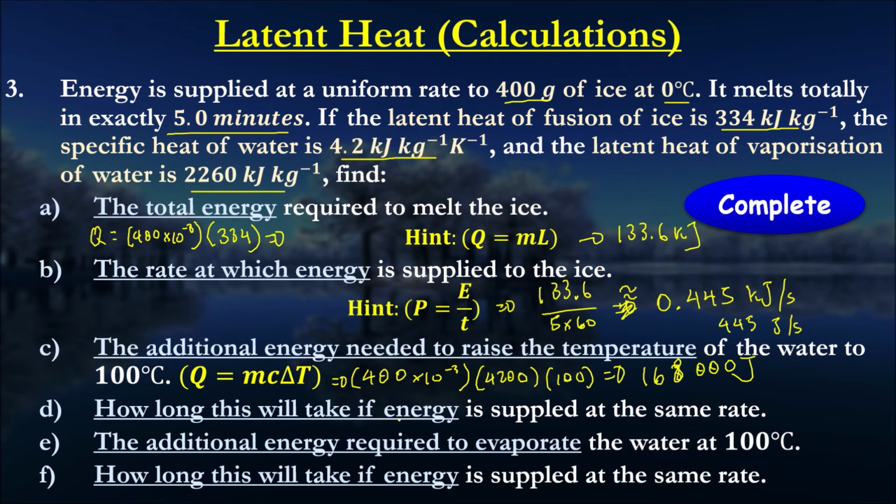How long will it take if the energy is supplied at the same rate? So if this is the rate we're using, 445 joules per second, the time it takes would be energy divided by the overall power. We have an energy total of this value here, and we have a power being used up per second of that. So it'll take about 378 seconds, if we round it off to 3 sig figs.